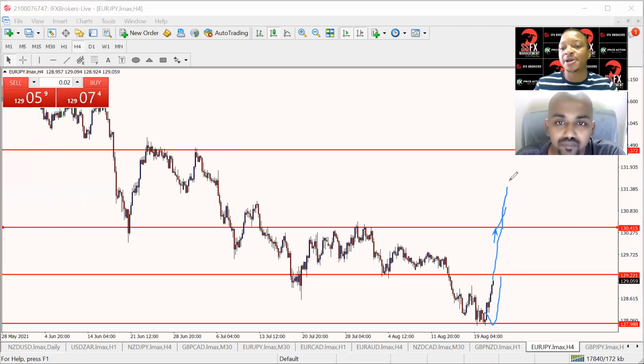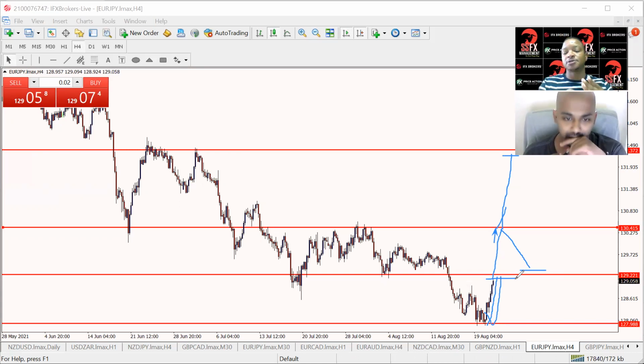If you are in here with a buy, somewhere here you are getting out, right? If you are in here with a sell, you are getting out there. If you are in here with a buy, you are getting out there. So support and resistance also help you to go out of a particular trade, whether it's a buy or a sell. Okay, let's just continue.